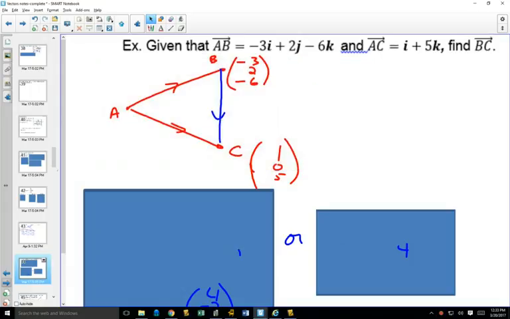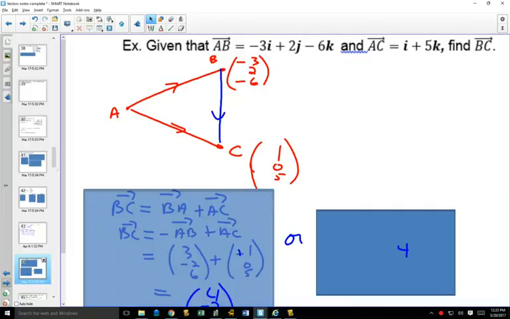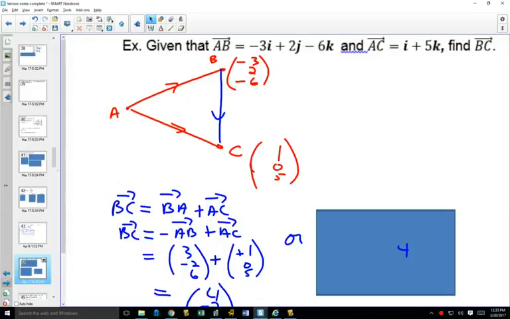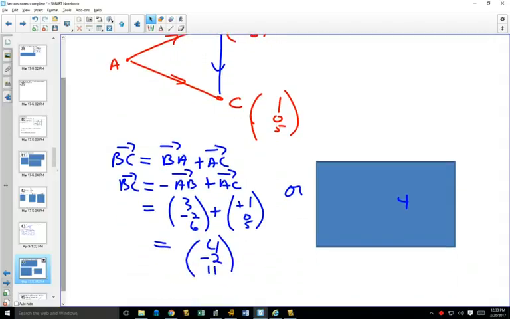So here's a picture of what's happening. You want to find B to C, and you know A to B and A to C. So B to C is the same as going from B to A and then A to C. And here, well, we don't know B to A, but we know A to B, and we know that B to A is just the negative of A to B. So then when you put things in, you can take that first column vector, multiply it by a negative, add A to C, and you'll get your final vector.